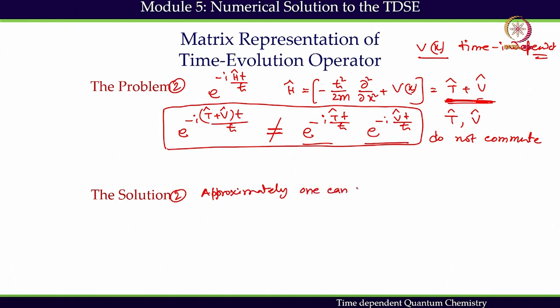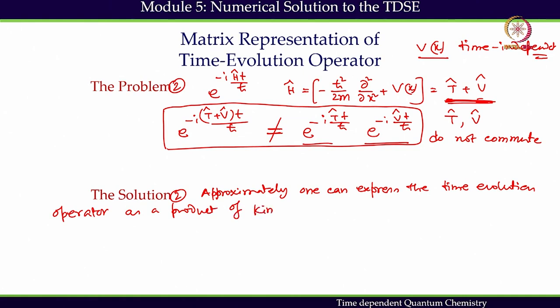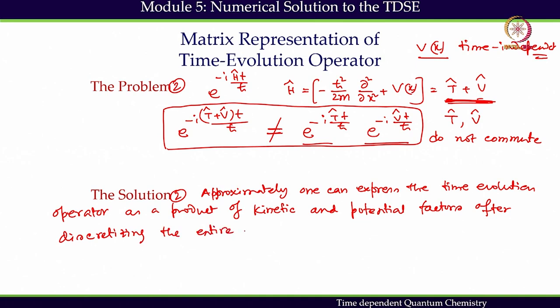one can express the time evolution operator as a product of kinetic and potential factors after discretizing the entire time interval.